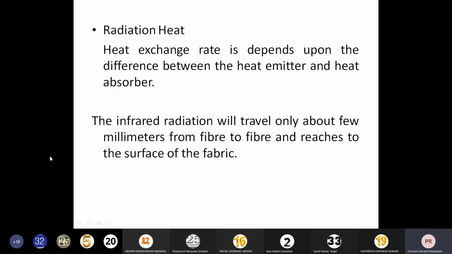Now you will find that this radiated heat, that is radiation, will travel only a few millimeters from fiber to fiber, and then it will reach the surface of the fabric. It is moving through the fabric, but it is traveling only a few millimeters from fiber to fiber, and then it will release into the atmosphere. So that is the loss due to radiation.